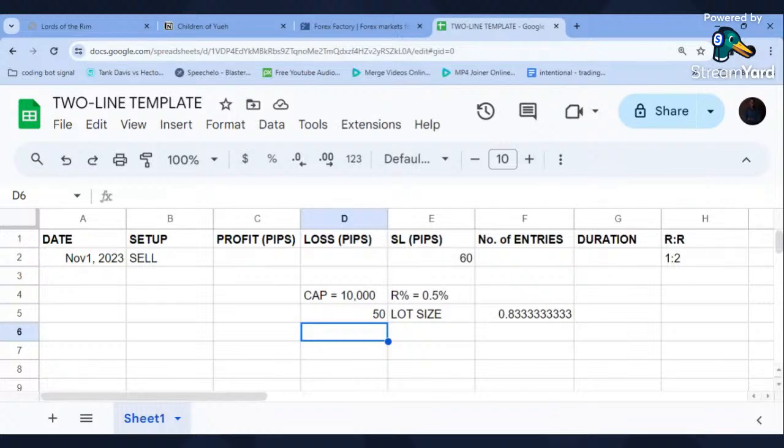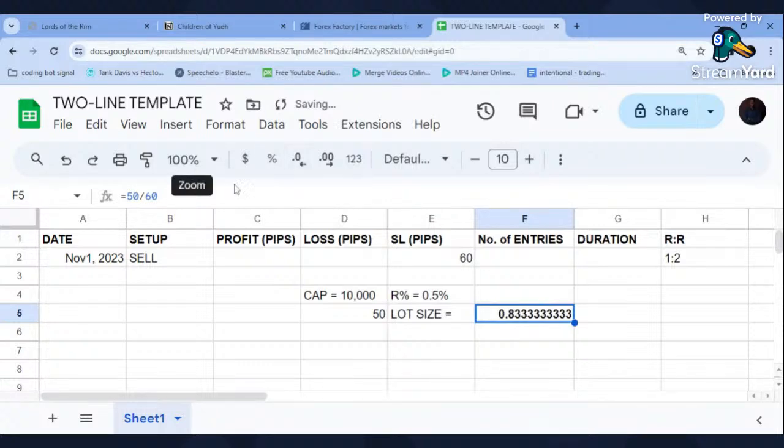Okay, I think it's going to be 50 divided by 60. I think I'm correct. So the lot size for this trade is going to be 0.83. That's what I'm using. The lot size I'm using for this trade is 0.83.